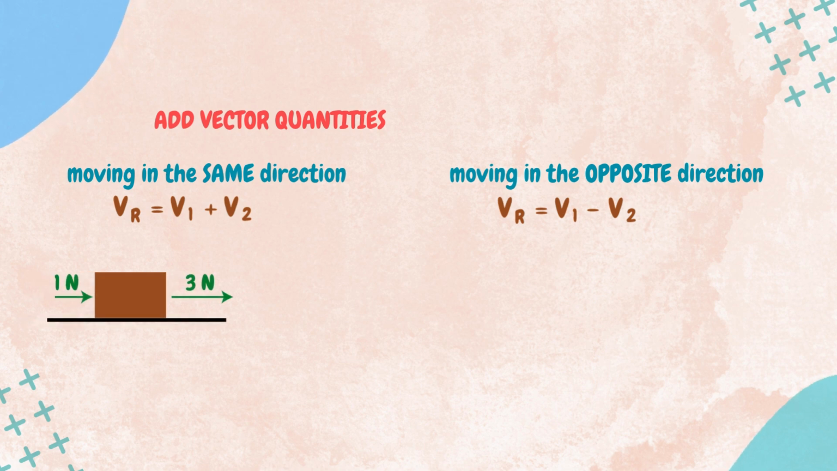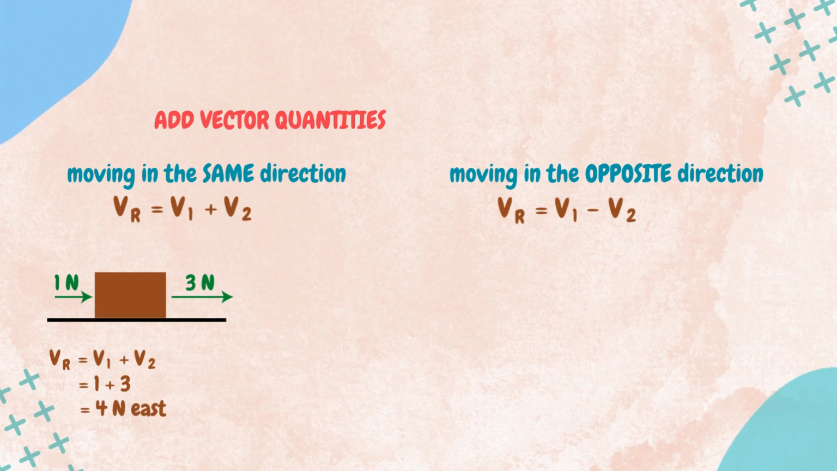Find the resultant vector when an object is moved toward the east by 1 Newton and 3 Newton vectors. Both vectors are moving the object in the same direction. Therefore, the resultant vector is v1 plus v2. v1 is equal to 1 Newton and v2 is equal to 3 Newtons. 1 plus 3 gives 4 Newtons, so the resultant vector is equal to 4 Newtons east.